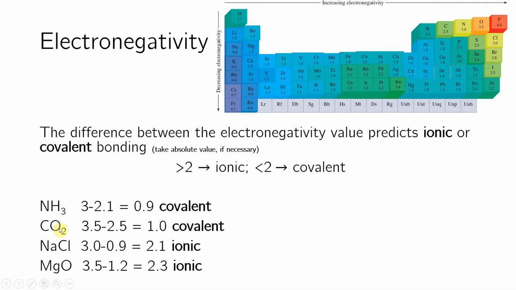Carbon dioxide, 3.5 minus 2.5, it's 1, it's covalent. Sodium chloride, sodium here is 0.9, and chlorine is 3. I subtract them, make it positive, 2.1, that's ionic. Magnesium oxide, 1.2 and 3.5. I subtract them as 2.3. Notice that when I'm doing this, I don't do 2 times oxygen. I just go C minus O, N minus H, Na minus Cl, Mg minus O. That's what I do, okay? So this is just a hard and fast rule. It's not always going to work, but it gives you a pretty good approximation. Just want to mention it. Okay.